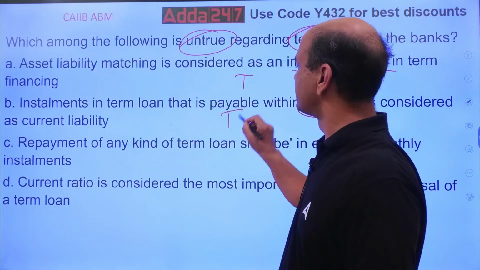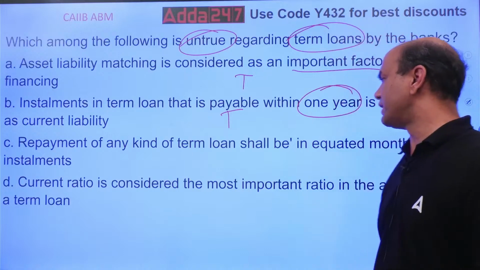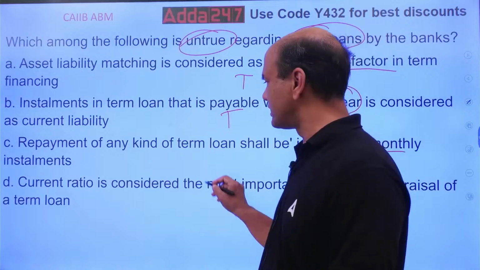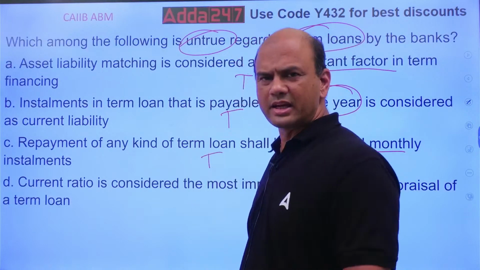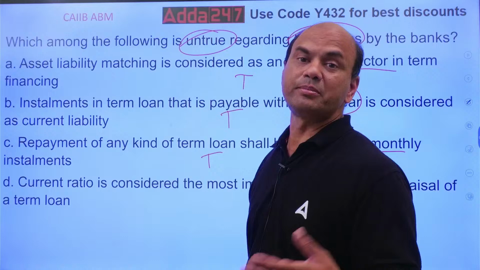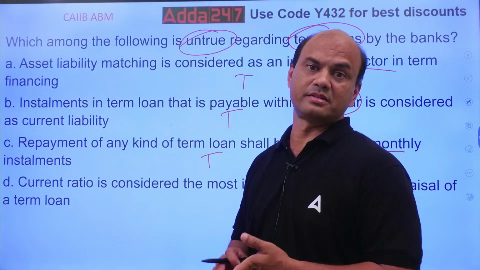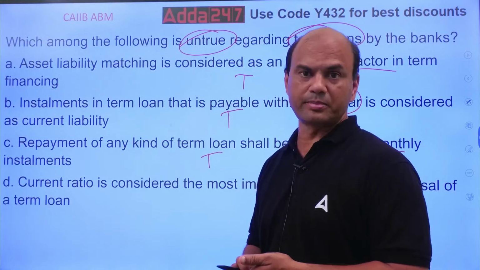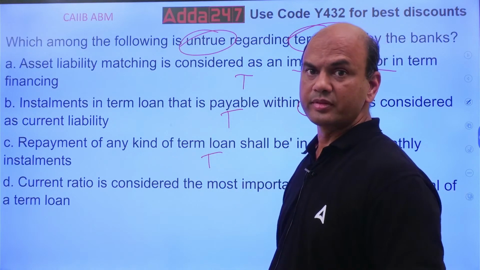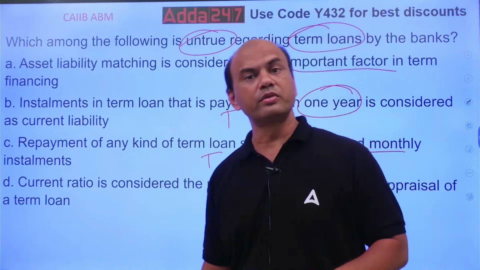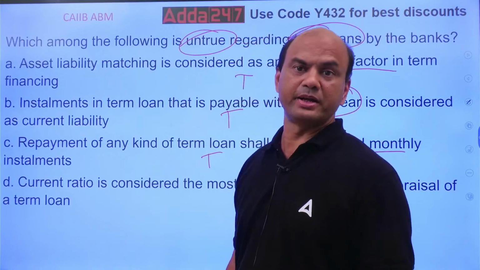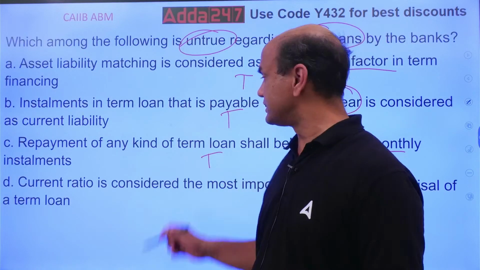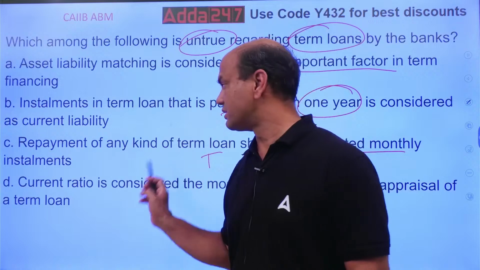What about this? Repayment of any kind of term loan shall be in EMIs. Obviously, that's what we do in term loan, isn't it? True. There are certain loans called bullet payments, but those are short-term in nature. Generally, interbank loans are of bullet payment. There, the principal and interest are paid at the same time, at the end. Otherwise, everywhere it's installments.